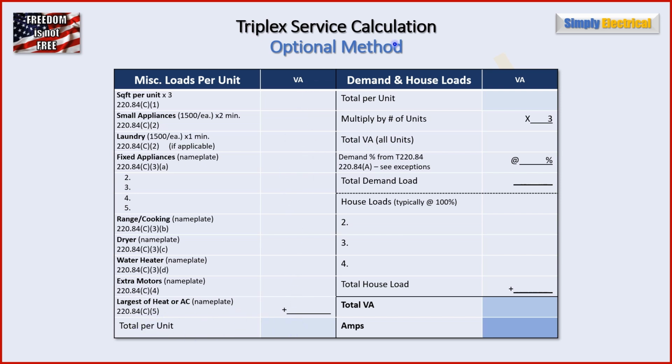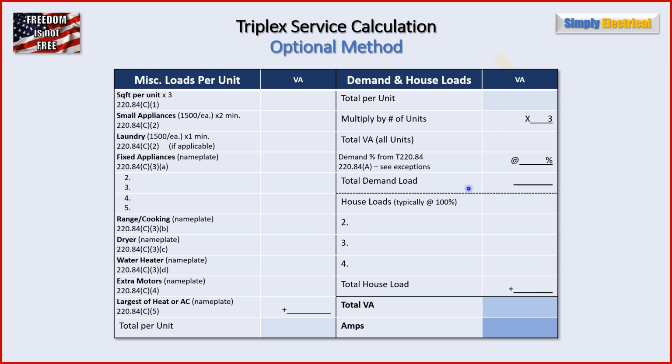Then you're going to jump over to the next column. You're going to carry that number from down here right up to this spot here, the total per unit. Then you're going to multiply by your number of units. So on a triplex, it'll be 3. That'll give you your total for the building. Then you're going to apply your demand percentage. You're going to go to table 220.84, and there are some exceptions you have to check out. And you're going to come up with a percentage. You're going to multiply that percentage by your total here and get your total demand load.